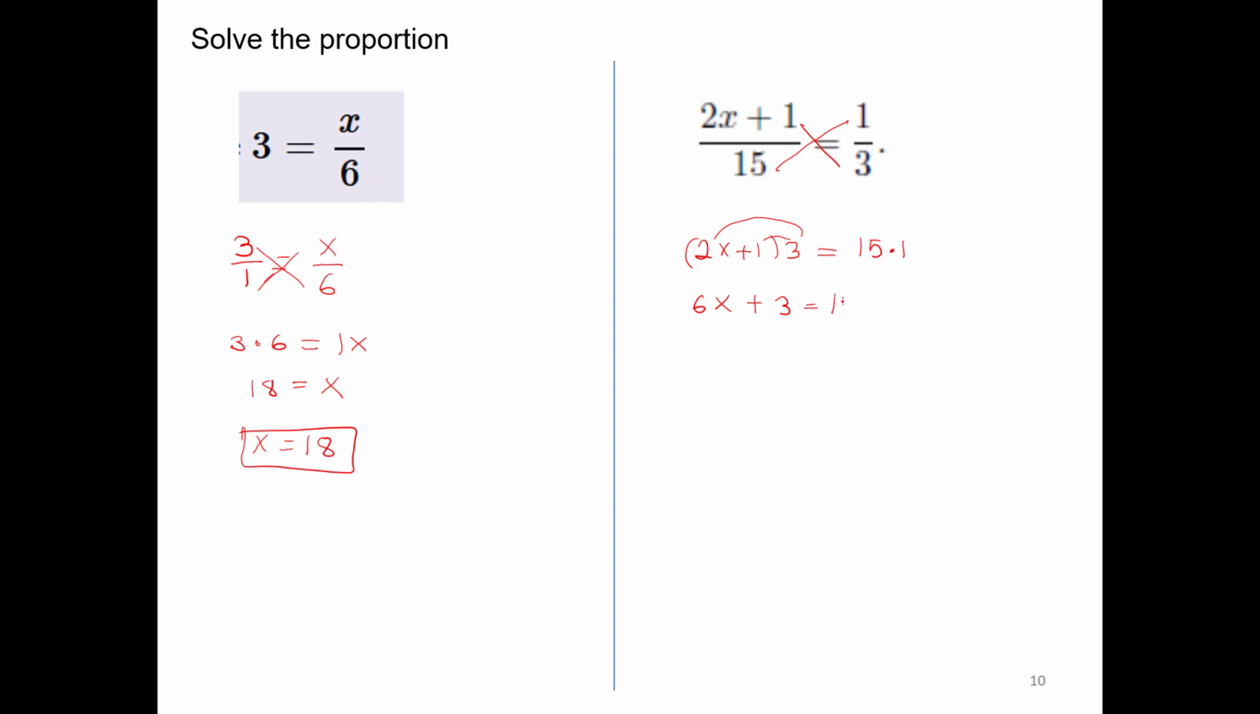15 times 1 equals 15. Now we need to solve the equation. Then it's a two-step equation. The first thing we have to do is subtract 3 on both sides. And we have 6x, let's cancel out, equal to 15 minus 3 equals 12. Then the next step, the second step, is divide by 6. We have 12 divided by 6 equals 2. And x equals 2.